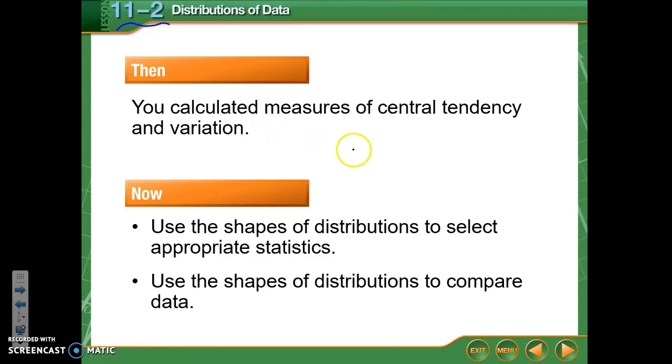So in the past, you've calculated measures of central tendency, that's mean, median, and mode. And you've calculated variation, which also includes standard deviation, which we'll review briefly. So what we're going to do today is use the shapes of distributions to select appropriate statistics.